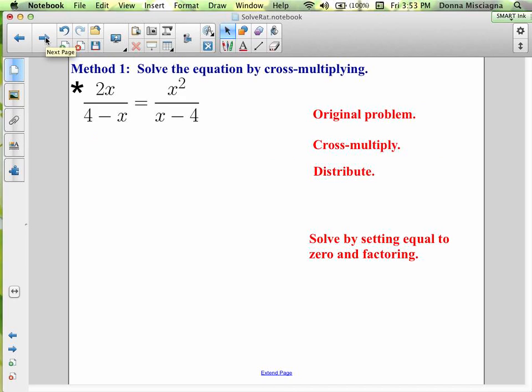Okay, so this one's in your notes. We have 2x divided by 4 minus x equals x squared divided by x minus 4. And we actually have a couple places we could factor. There's the most obvious, so I think we will take care of the most obvious, because I don't know that you'd see the other one, and I'll show the other one later.